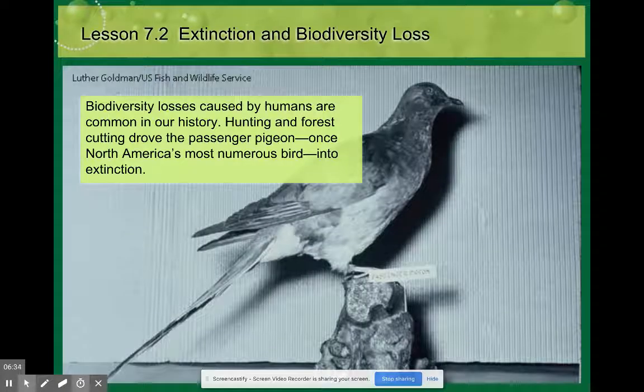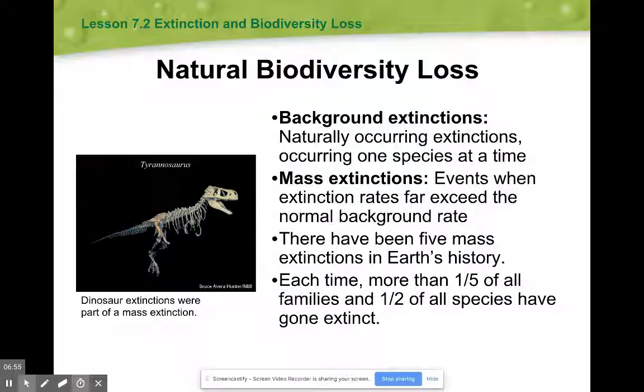In 7.2, we're going to look at the effects of biodiversity loss and unfortunately the effects of extinctions, which means, remember, if you are extinct, you are gone forever. So this guy in the picture here, our passenger pigeon, they used to be hundreds of thousands. You'd see them in the sky in North America. Today, they are extinct. So extinction is forever.